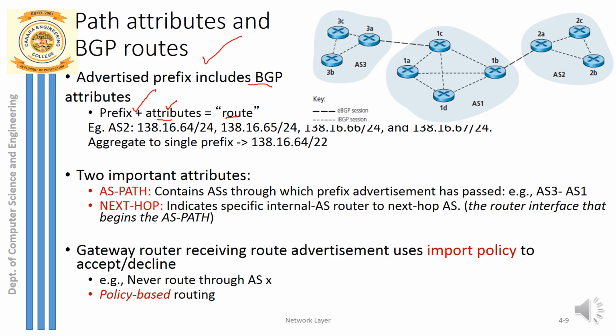So what is the meaning of BGP attributes? I have two attributes: one is AS path, the other one is next hop. This will help us in reaching from the source router to the destination router. Now, let's take an example of some AS, say AS2. One of the subnet addresses is 138.16.64/24. So what is this 24? It indicates the number of bits here.